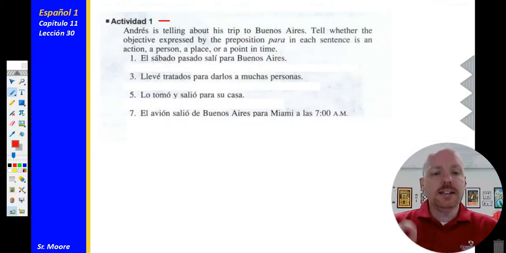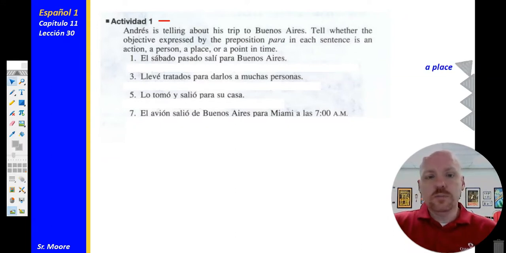Let's look at this activity and let's determine, is the sentence talking about para as in looking ahead to an action, to a person, to a place, or to a point in time? What is each of these sentences talking about? Let's look at número 1 together. El sábado pasado salí para Buenos Aires. Last Saturday, I left for Buenos Aires. Is para there looking at an action, a person, a place, or a point in time? That one, número 1, is looking at a place because I left for Buenos Aires. That is where I was headed.